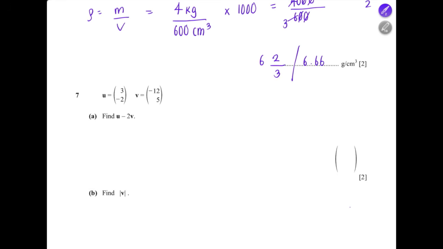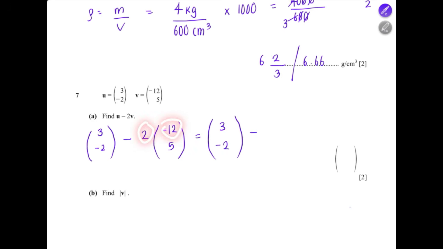Okay, next question is you have two vectors u and v, and you're supposed to find u minus 2v. In order to do this, let's just write it down. So u is (3, -2) minus 2 into v, (-12, 5), that's our v. So we can write this as (3, -2), and then minus, and then we have to multiply 2 with (-12, 5). We keep the negative as is.